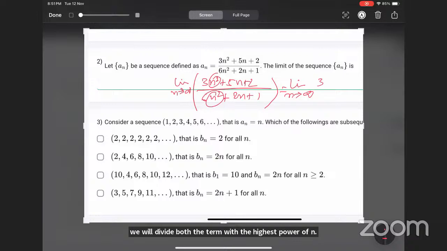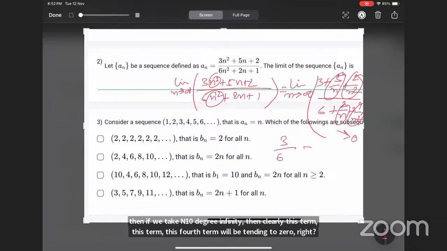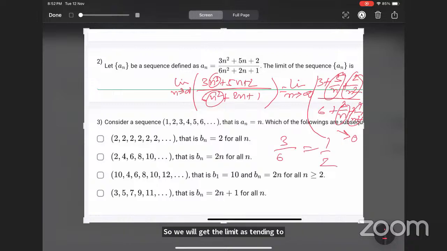Then we will get 3 plus 5 by n plus 2 by n square, and here 6 plus 2 by n plus 1 by n square. Just divide both the terms with n square, the highest power. Then if we take n tending to infinity, clearly these terms will be tending to 0, right? So we will get the limit as 3 over 6, that means 1 over 2. Okay.